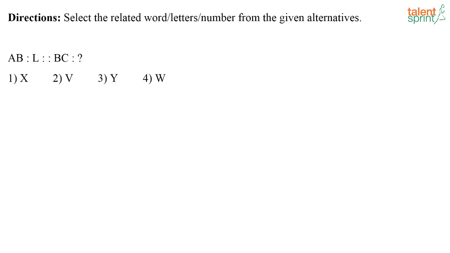Next one. AB is to L as BC is to dash. Yes, the correct answer here is W. See, here the logic is a bit different. So I think of late we have seen some questions like this in the papers. So here BC is to dash. Now what is the position of A? Letter A in the English alphabet, it is 1. Position of B is 2, correct?